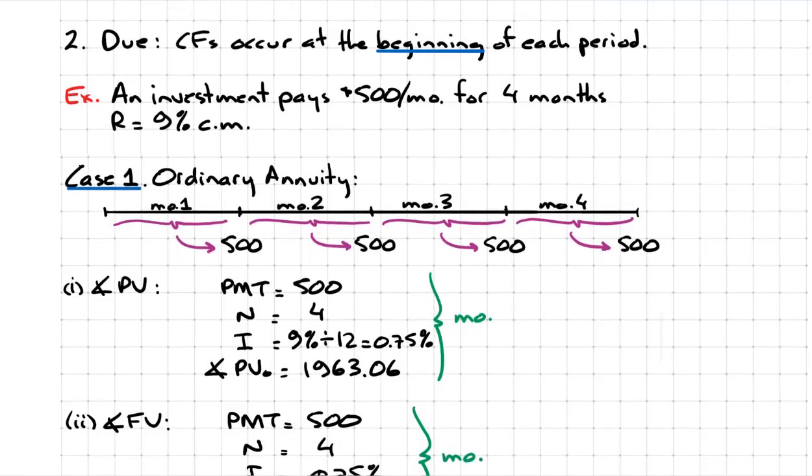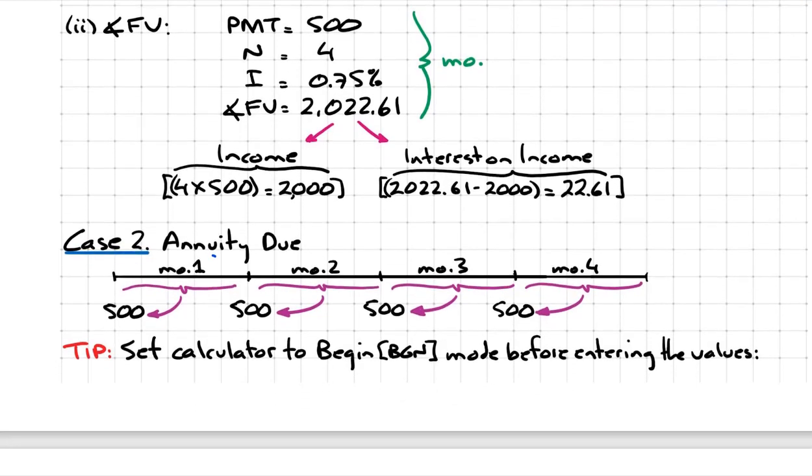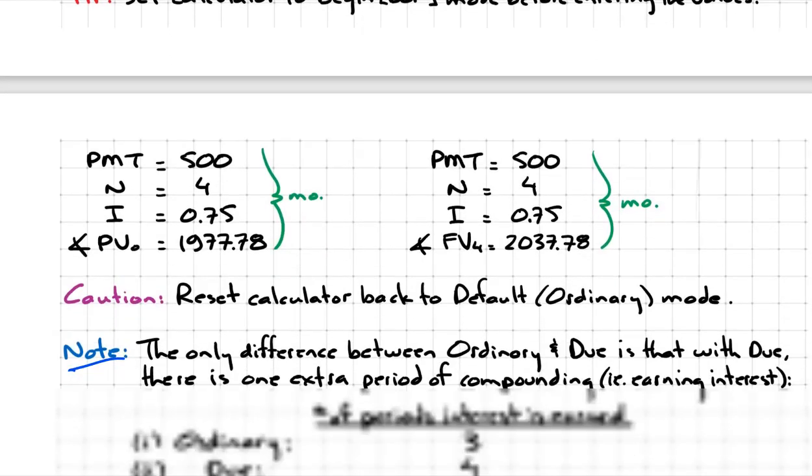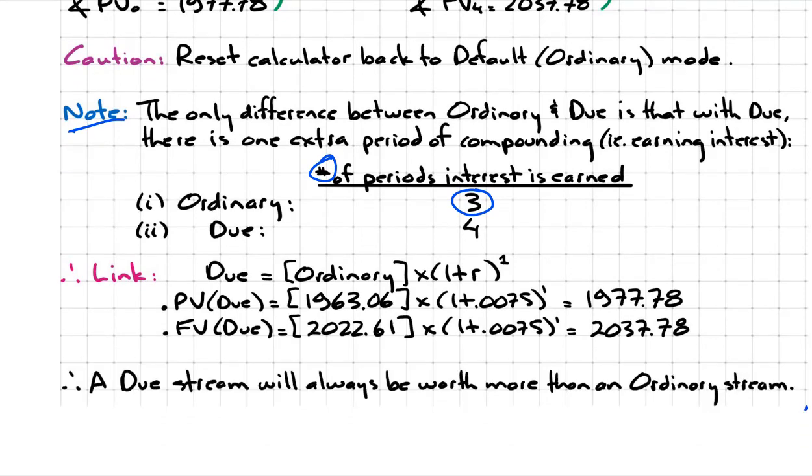Well, how about with a due mode? Well, let's go have a look. With a due mode, you get $500 right away. So how many periods can you earn interest? Well, if I have $500 in the bank now, that's 1, 2, 3, 4. And that's exactly the point we're trying to make. So with a due mode, you get that 1 extra period of compounding, and there it is. So where ordinary you have 3 periods of compounding, with due mode you have 4 periods of compounding.